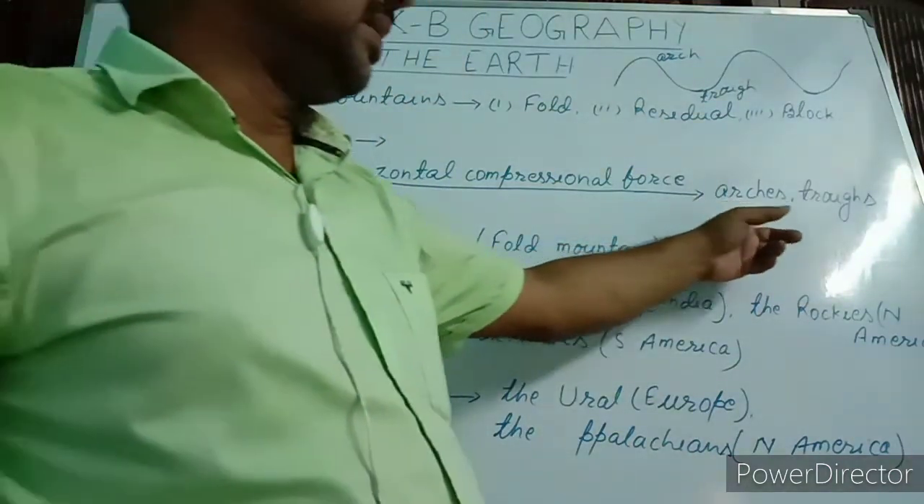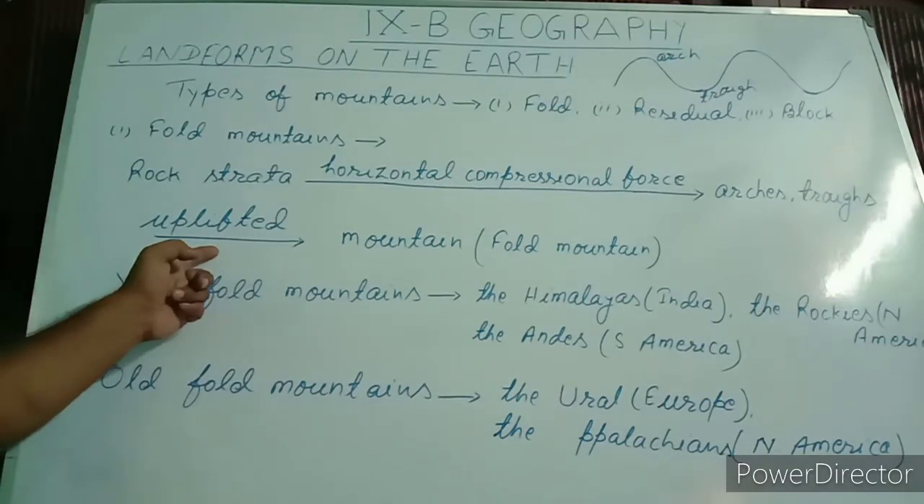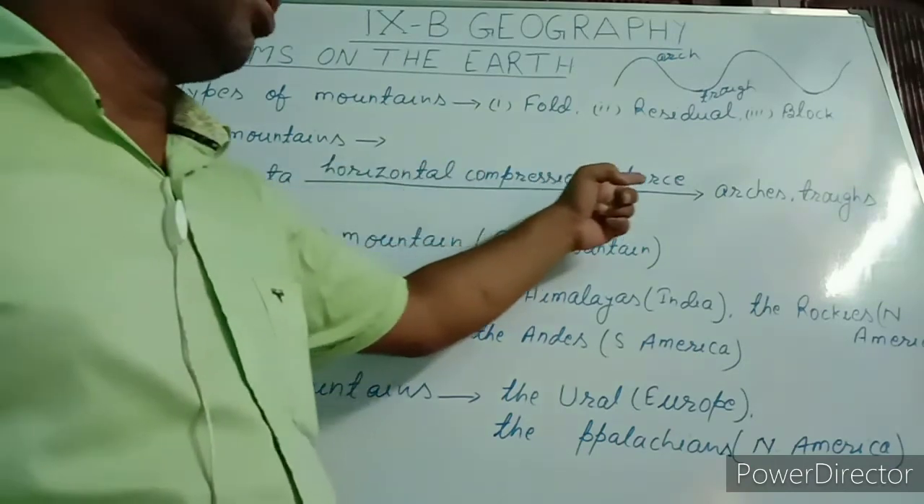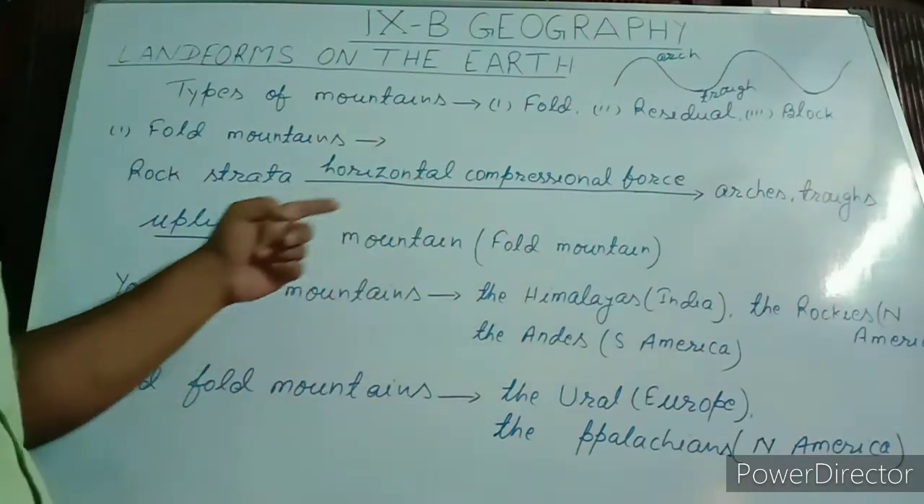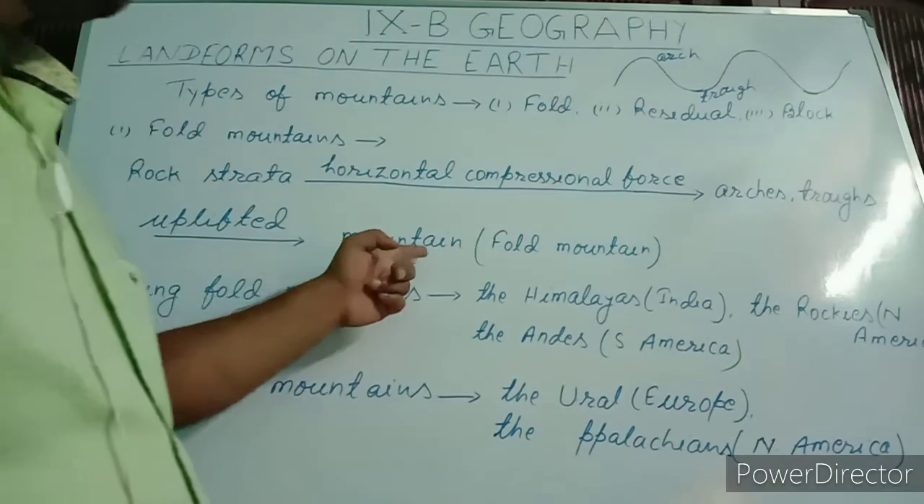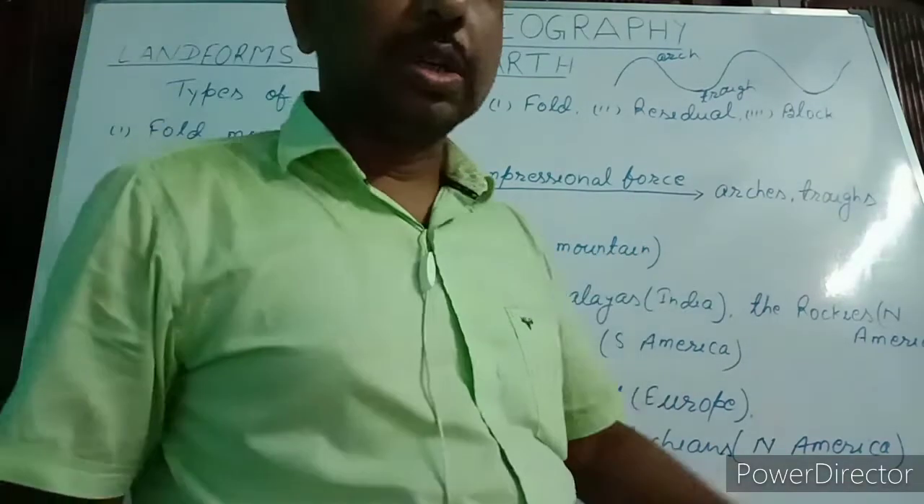And these arches and troughs are uplifted. Why are these uplifted? Because this horizontal compressional force still continues inside the earth. These arches and troughs are uplifted and take the shape of a mountain. That type of mountain is called a fold mountain.